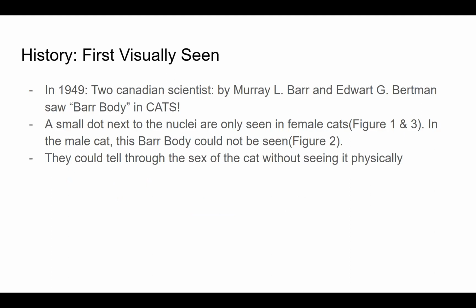And I'm just going to take you back to a little bit of time travel. So back in history, the first time it was visually seen was in 1949 when 2 Canadian scientists known as Murray L. Barr and Edward G. Bertman saw the X chromosome inactivation that they called Barr bodies in cats, like out of everything, cats.